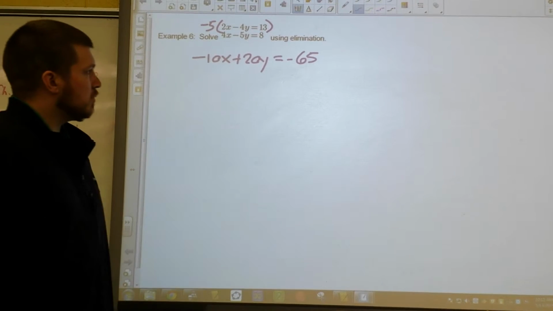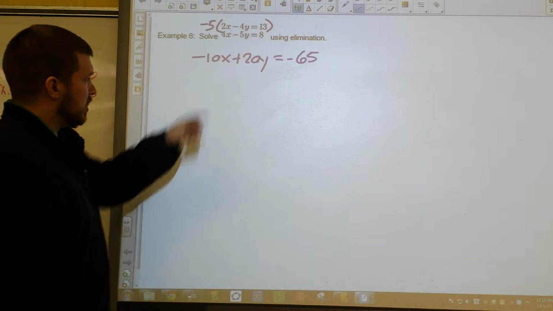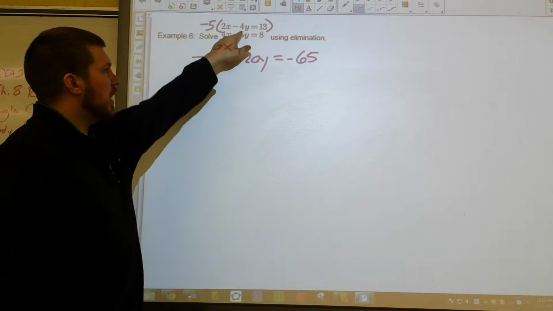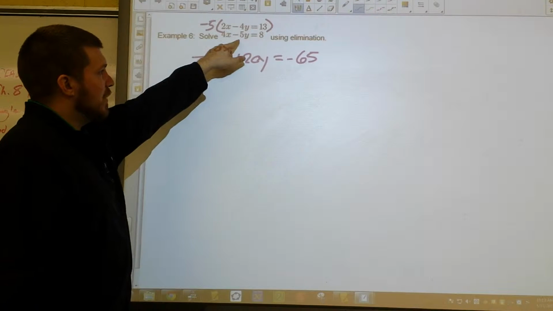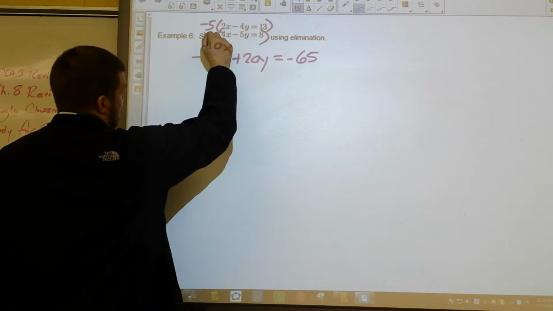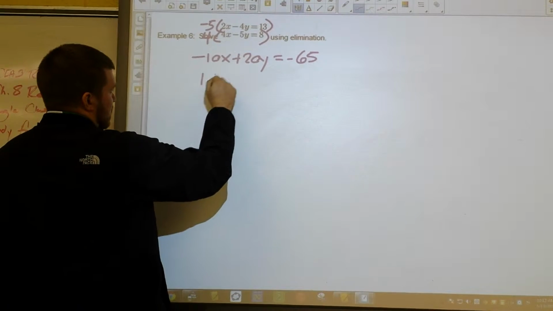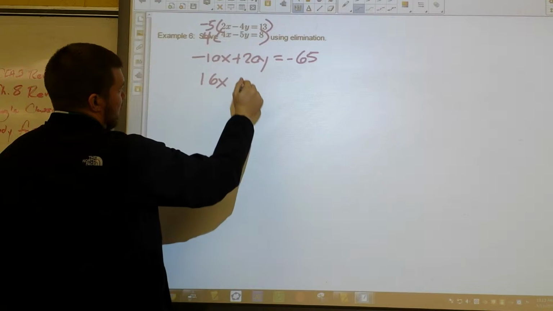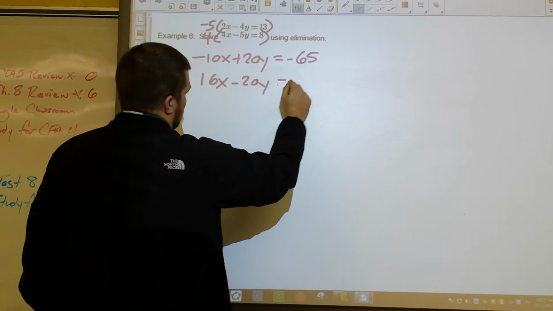All right, so I did all the work for the top equation. Now I need to do some work for the bottom equation. Since I have 20y up top, I want my y on bottom to be negative 20y. The only way to make that happen is to multiply by positive 4. And again, I got to multiply the entire thing. So 4 times 4x is 16x. 4 times negative 5y is negative 20y. And then 4 times 8 is 32.